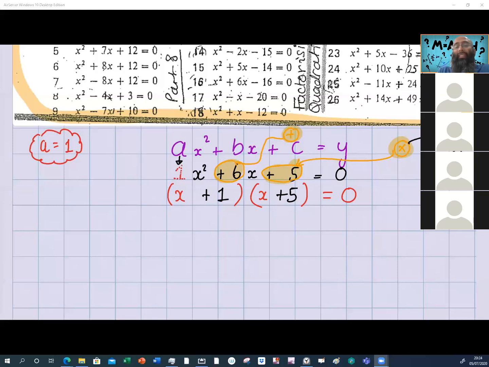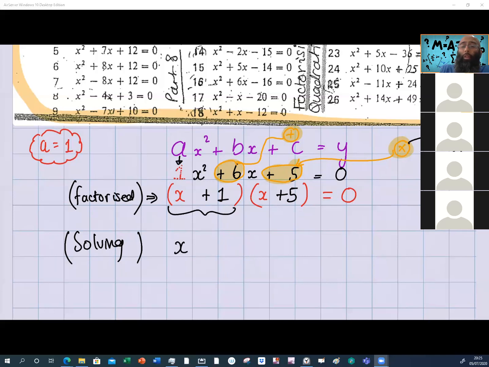Now, when we get to this stage, we've factorized the equation, but there's also one extra little step. So up to here, we have factorized it. So this is the factorized answer. There's one other step, which is called solving it. When we solve a quadratic equation, we have to make each bracket equal to naught. So we have to make x plus 1 equal to naught. In order for me to make x plus 1 equal to naught, the x value must be minus 1, because minus 1 add 1 is nothing.